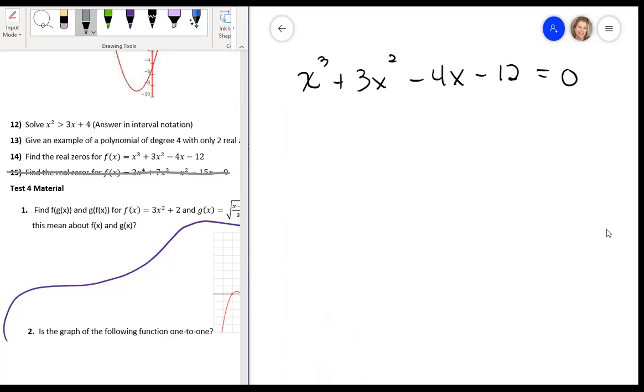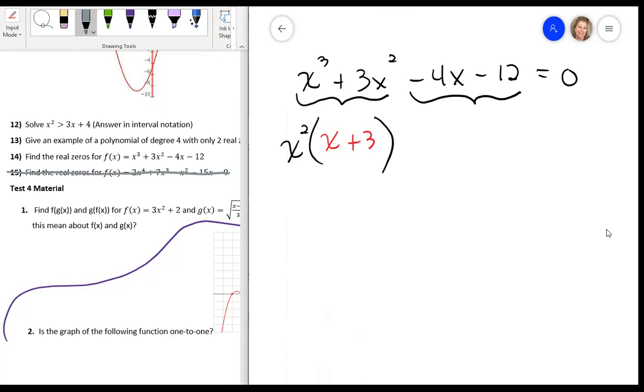So set this equal to 0 and factor it. The first two, I have to simply do factoring by grouping on this because it's an x cubed. I can pull out an x squared from the first two. That'll leave me with an x plus 3. And from the back two, a negative 4, because that will also leave me with an x plus 3. So that's my first.